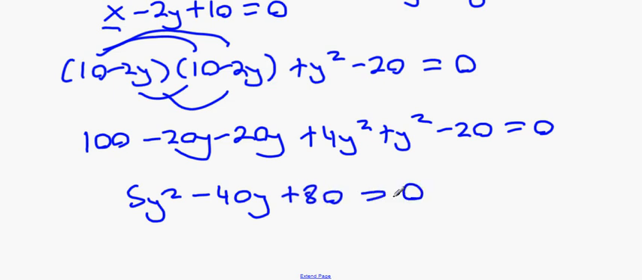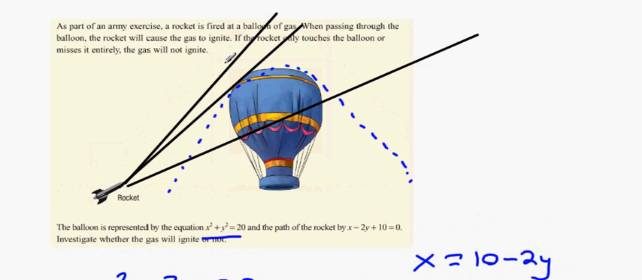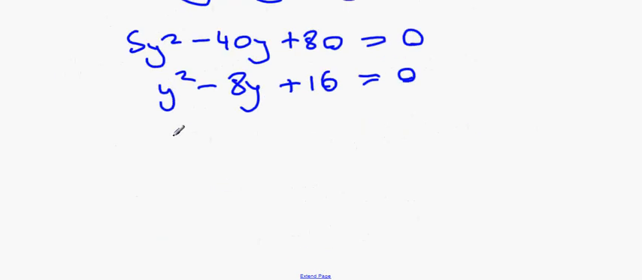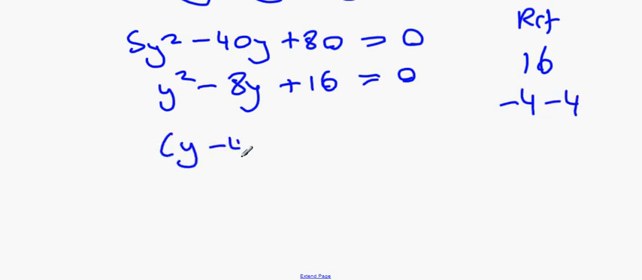Now the way this would work is, if I got no solutions, it wouldn't intersect at all. If I get one solution, it touches, and if I get two solutions or two y values, it goes straight through it. Okay, so we'll see what happens. Divide everything by 5, so we get y squared minus 8y plus 16 equals 0. And then this is a perfect square, reference the number 16. We're going to go for minus 4, minus 4. So we're going to get (y minus 4)(y minus 4) equals 0.